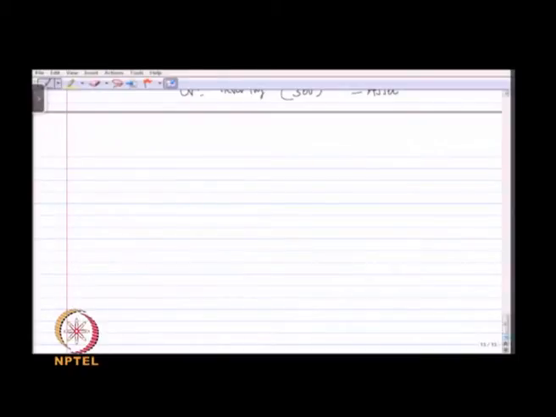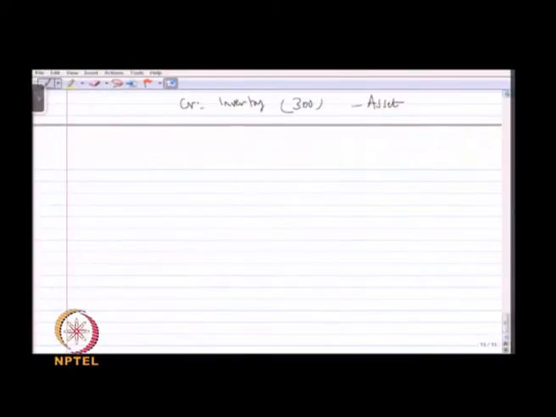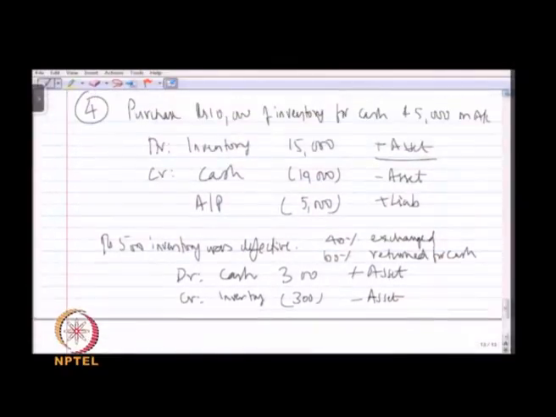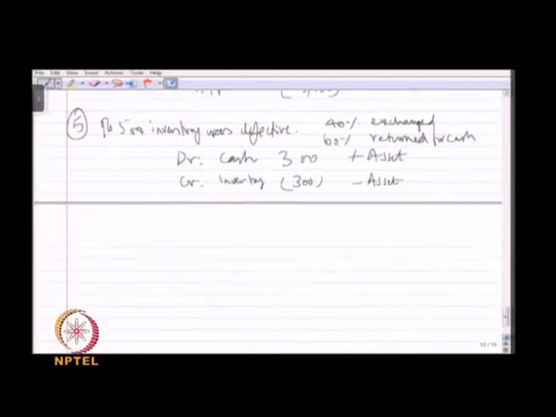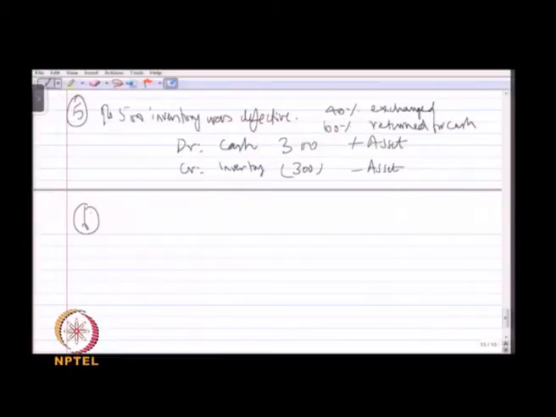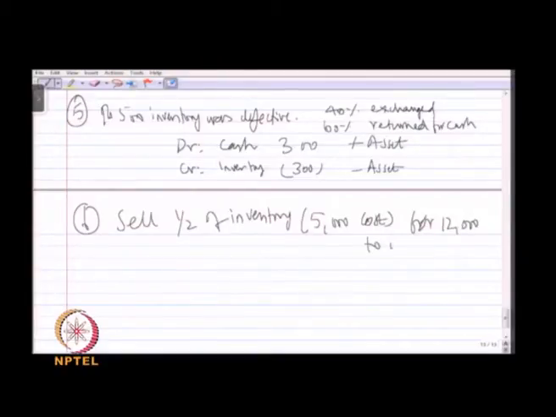Now, let us say we start selling, the selling process begins. I will also number the transaction, since we have been numbering each of the transactions. This is 5, 6. Let us say I sell half of the inventory, of 5,000 cost, for 12,000 to customer X.